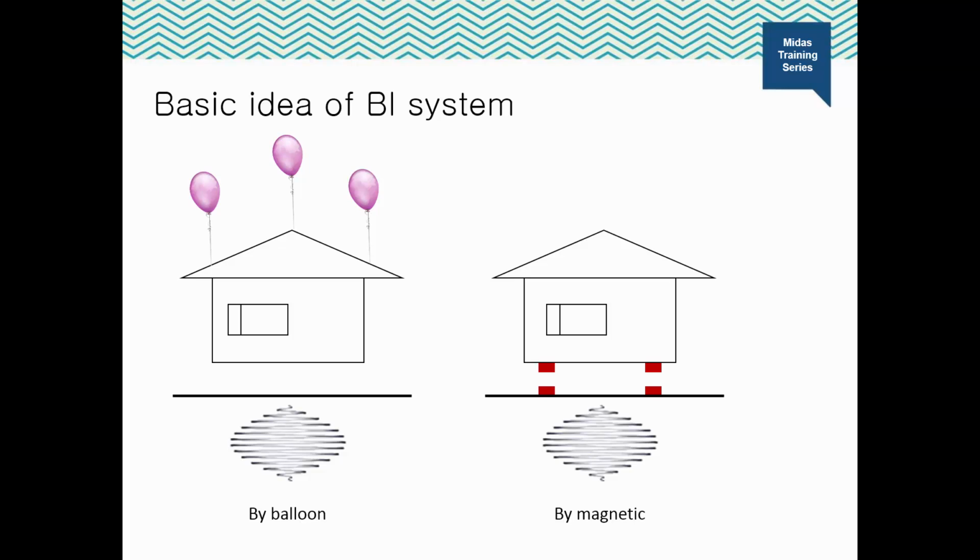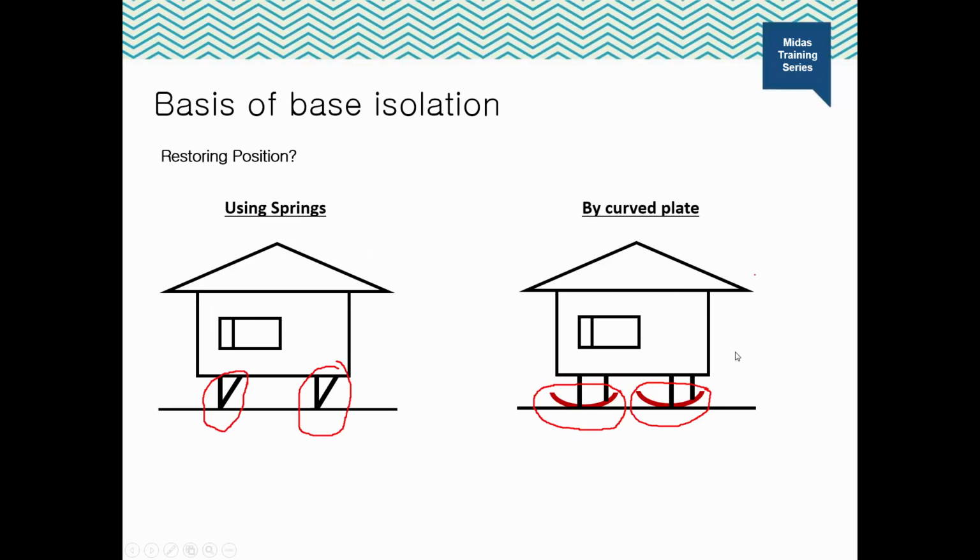The other idea can be using magnetic levitation. In magnetic levitation, we reduce the force transfer between the base and the superstructure using magnets which get activated during the earthquake. This is the concept of base isolation in layman's language. Now let us see how we can incorporate these two concepts in a practical approach, how we can actually simulate the base isolated structure.